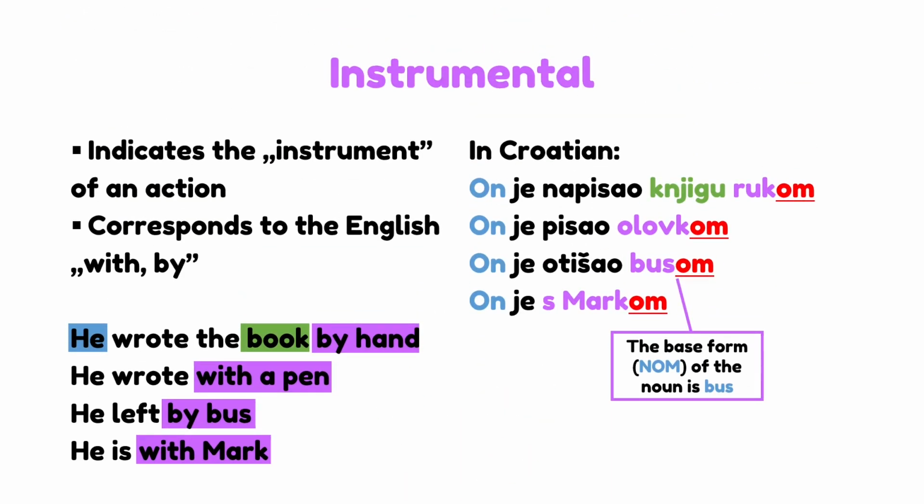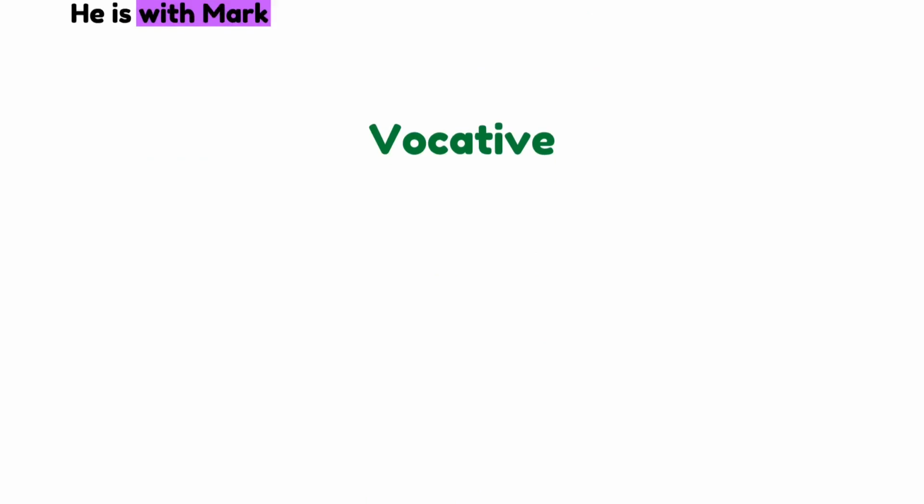He is with Mark. In Croatian, when you're talking about people, you still have to do that s thing, which means with, because otherwise it would mean that. It's a bit hard to explain, but it doesn't really matter. I don't think other languages do that. So, okay, let's look at vocative.